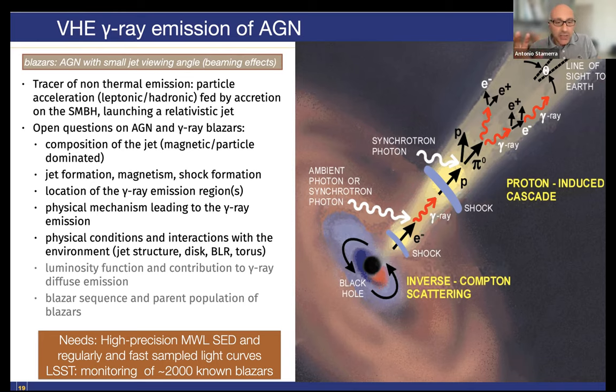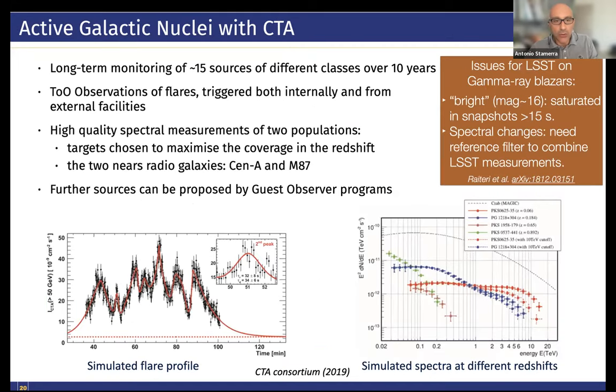What is needed is a regular sampling of the light curve, which is regular for AGNs, and high precision spectra measurements. And thanks also to LSST, we will be able to monitor in the optical, together with the CTA, something like 2000 known blazars to understand how they behave. To do that, we have two main programs.